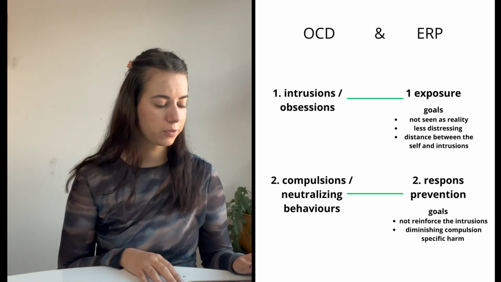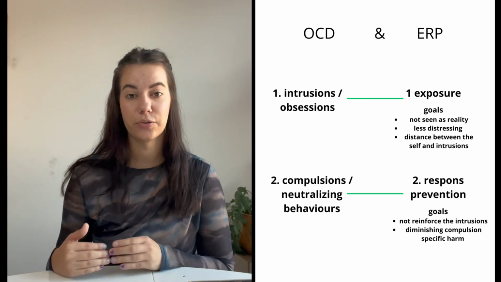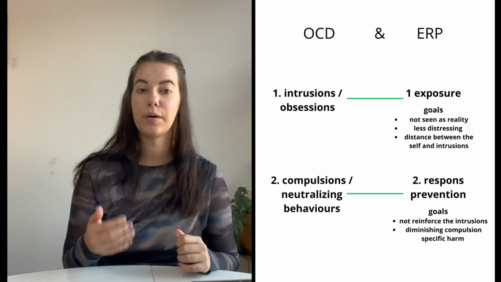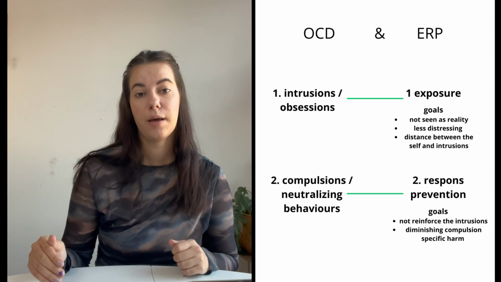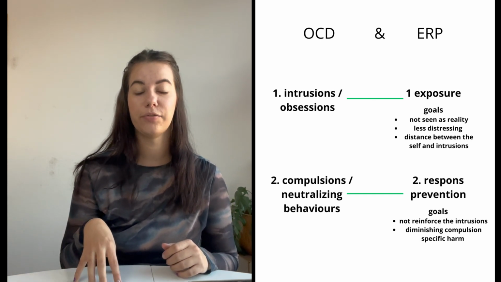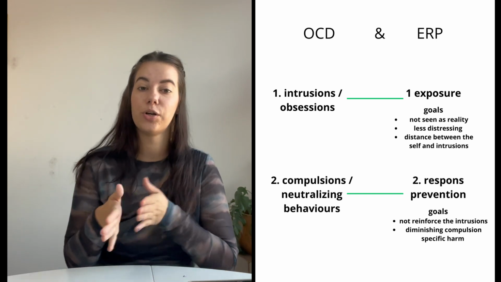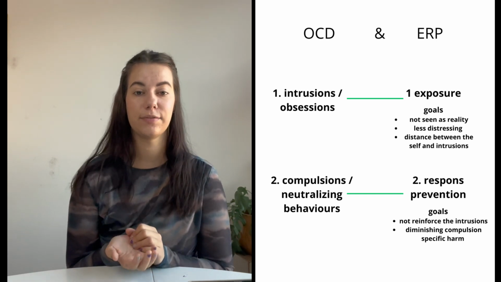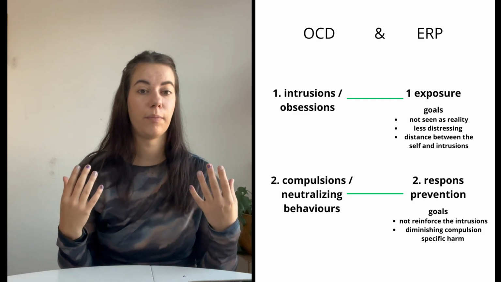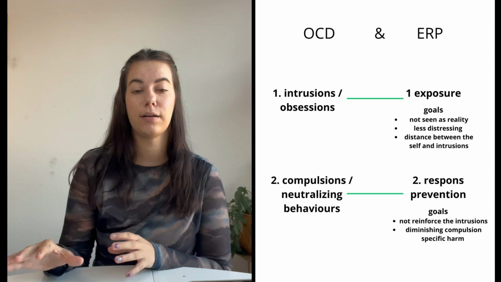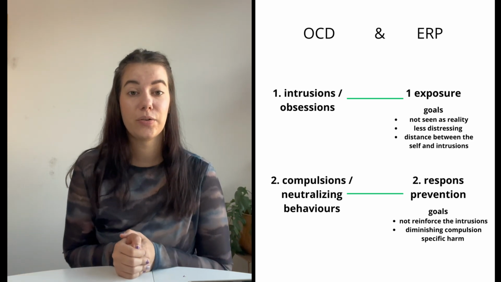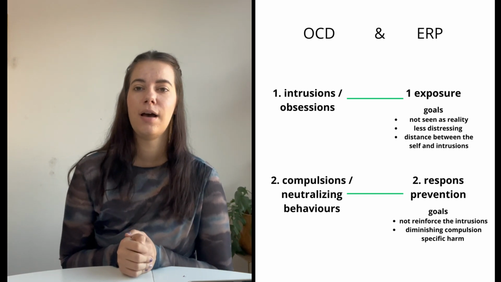And the goal of response prevention is to no longer reinforce the intrusions, and secondly, to diminish the compulsion-specific harm. Because we can often see that the compulsion in itself also becomes a problem. For example, if someone washes their hands repeatedly, the protective layer of the skin can be erased. If someone comes up with "I'm not going to cuddle my kids anymore, then I can't contaminate them," this has detrimental effects on their relationships and on attachment.